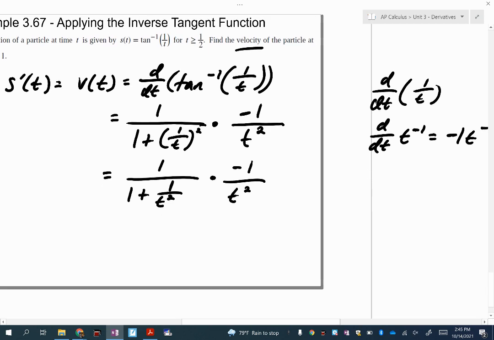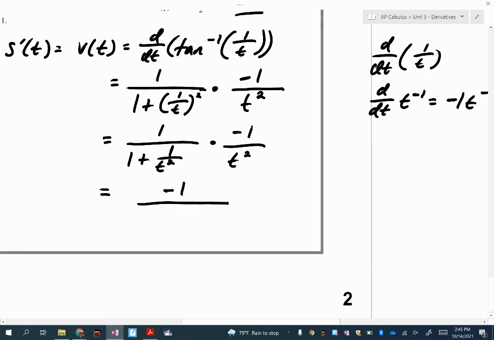Now I'll distribute. The top times the top is negative 1. Bottom times bottom. 1 times t squared is t squared. 1 over t squared times t squared is 1. So this is the velocity.